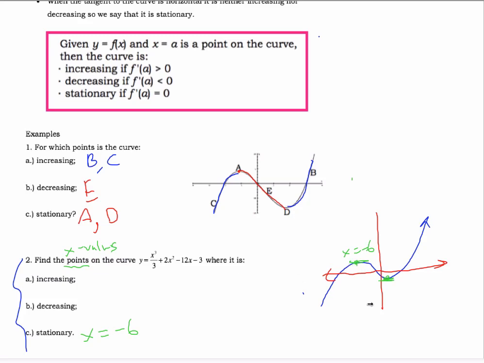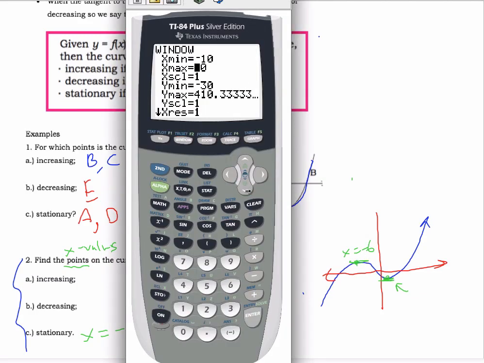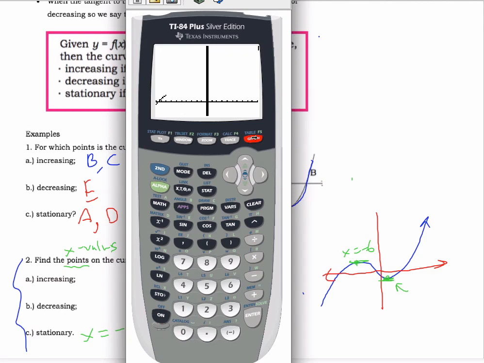Alright, and now we're going to look for this one here, which is the minimum. Now I can't see the minimum that well, so I'm going to go back to window again. I'm going to change that to even maybe negative 100 so I can have a clear picture of everything. It's a bit better.